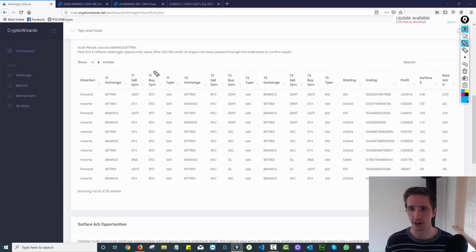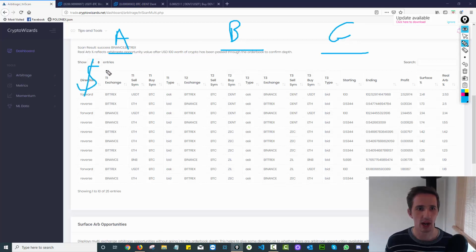So the first thing to take note of is what is triangular arbitrage? Well, if we have, say, three stores, store A, store B, and store C, and at store A, you can exchange, say, $1 for Coca-Cola. Let's keep it simple. And then at exchange B, you can exchange Coca-Cola for Pepsi Max, one Coca-Cola for one Pepsi Max.